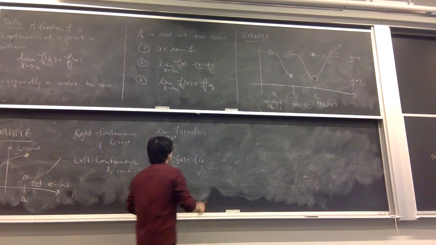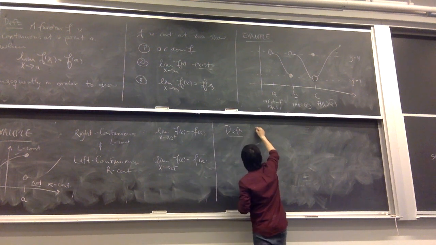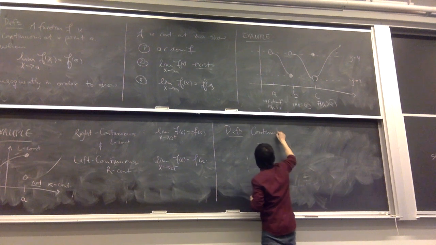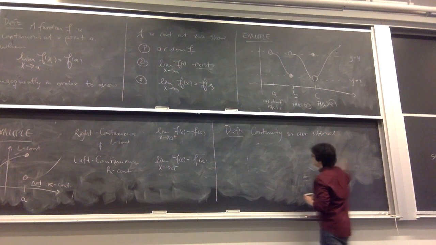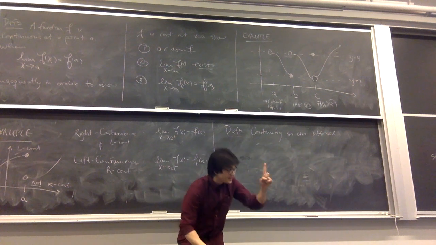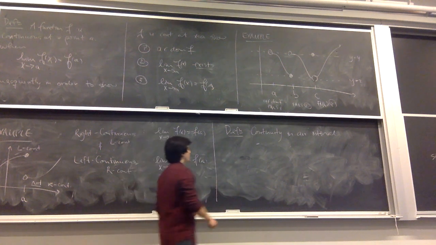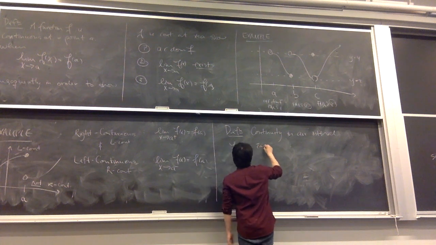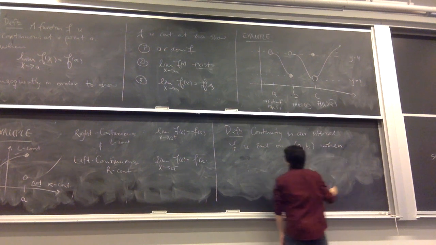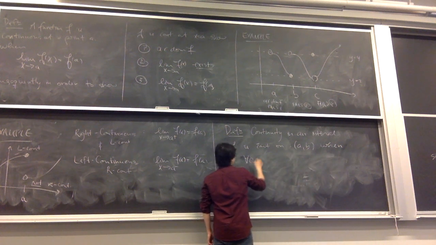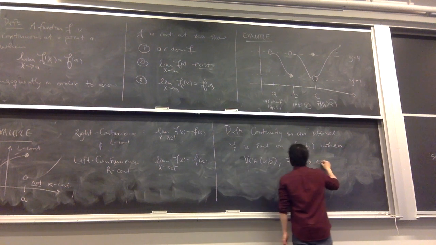Okay, so now I can give you the definition of continuity in an interval. I told you what it means to be continuous at a single point, so it's very easy now to expand it to intervals. f is continuous on this interval when, for every c in the interval, f is continuous at c.